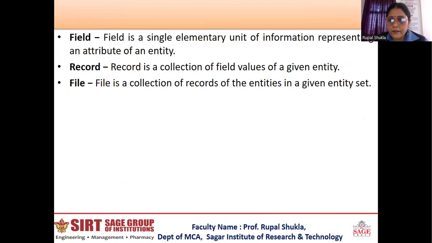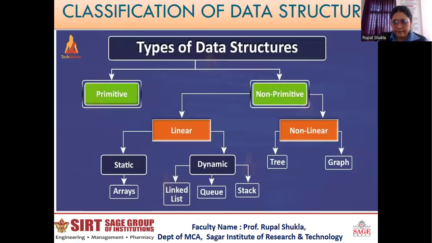Field. Field is a single elementary unit of information representing an attribute of an entity. Record. Record is a collection of field values of a given entity. File. File is a collection of records of the entities in a given set.